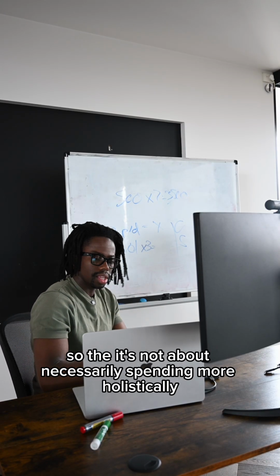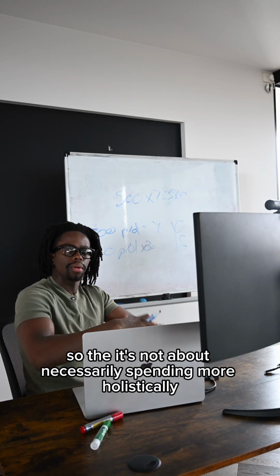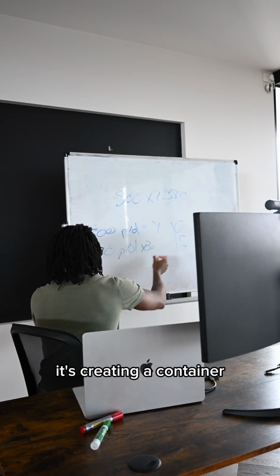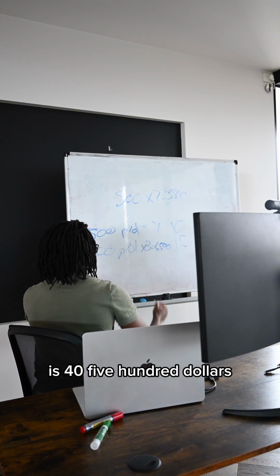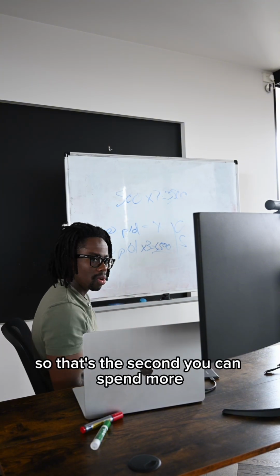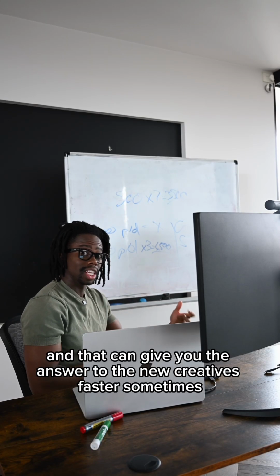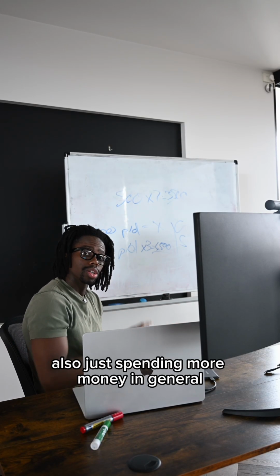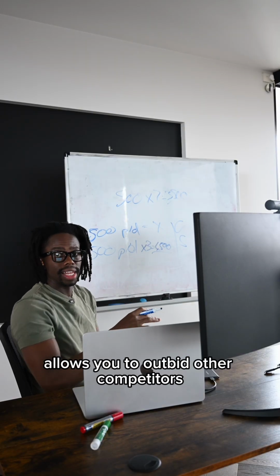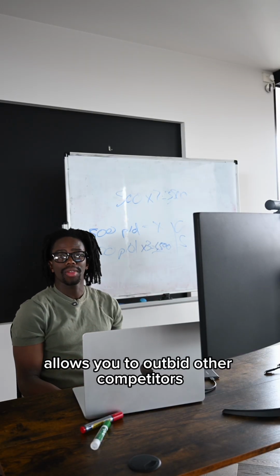So it's not about necessarily spending more holistically, it's creating a container. That container, for the sake of this example, is $4,500. So that's the second thing. You can spend more, and that can speed up the result, and that can give you the answer to the new creatives faster. Sometimes also, just spending more money in general allows you to outbid other competitors.